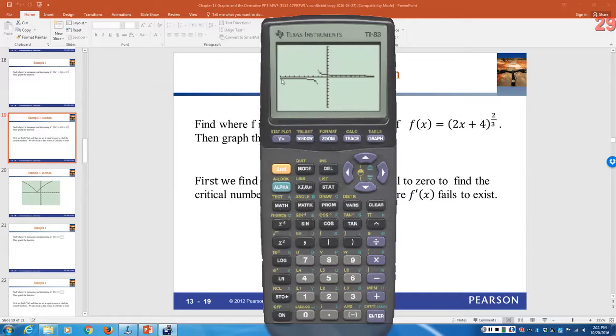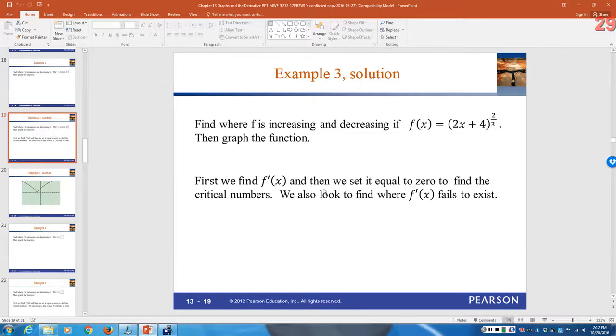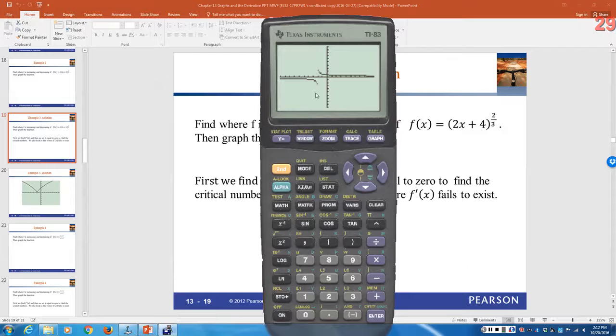The derivative apparently is negative until you get to the value of -2, and then it becomes positive. So find f prime and set it equal to 0 to find the critical numbers, but here's the issue. Right there seems to be the only place that f prime is equal to 0, and that is at 0.